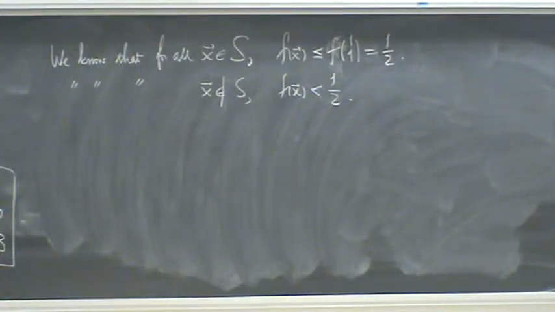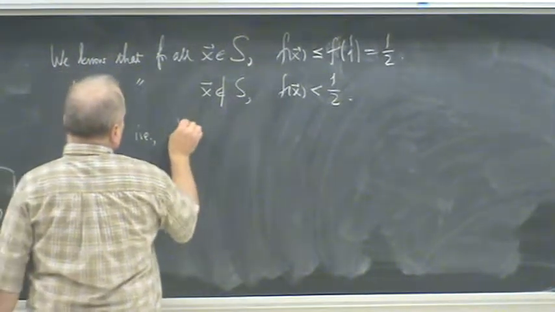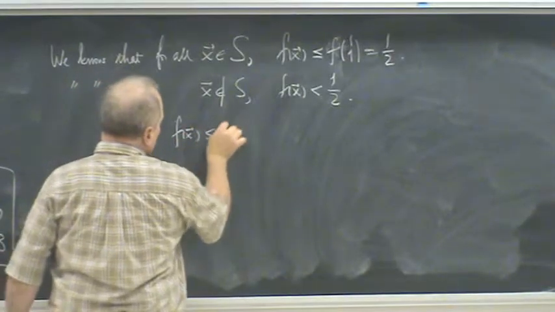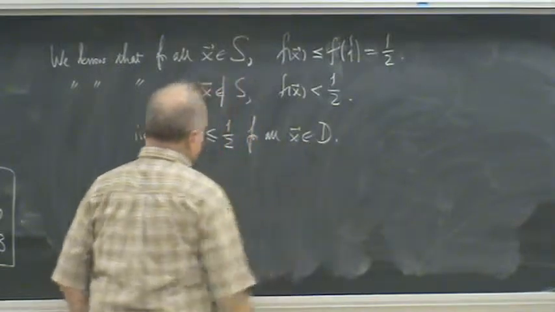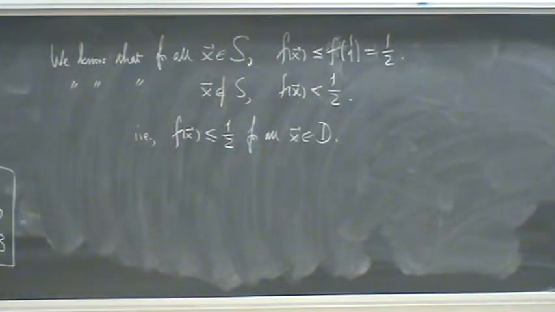So what do we know? That's half the maximum value everywhere, right? i.e. f of x is less than or equal to a half for all x in my entire domain, so 1/2 is the maximum value, and we've done it. Yeah, you're done. Okay? Yay.